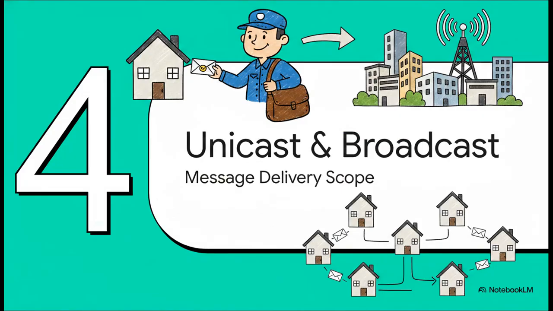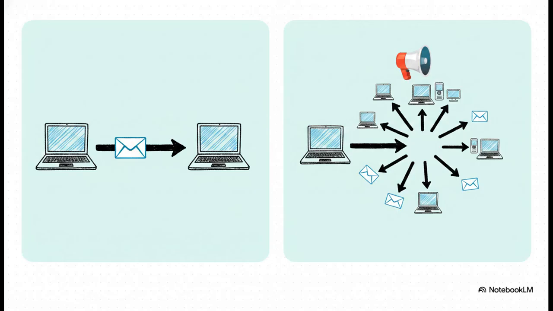Which brings us to Section 4, unicast, broadcast, and multicast. Just like a real postal worker, our network has different delivery methods it can use. Most of the time, devices use unicast, which is just a simple one-to-one delivery straight to a destination. Simple enough. But sometimes a device needs to shout to the entire room.